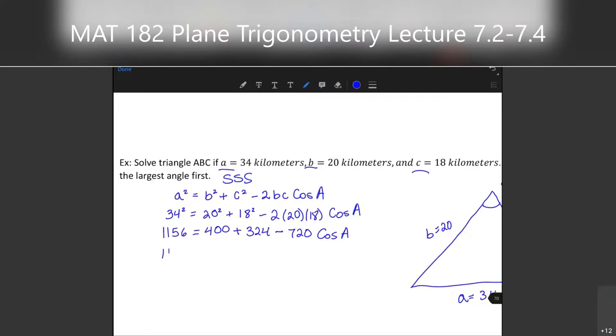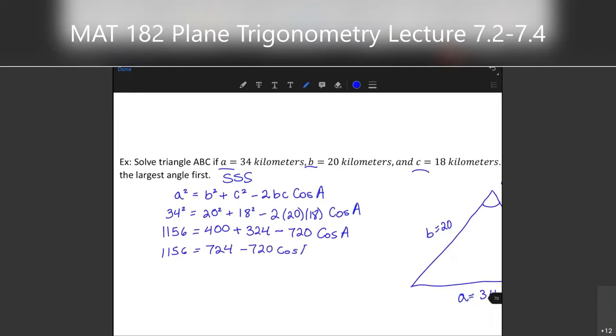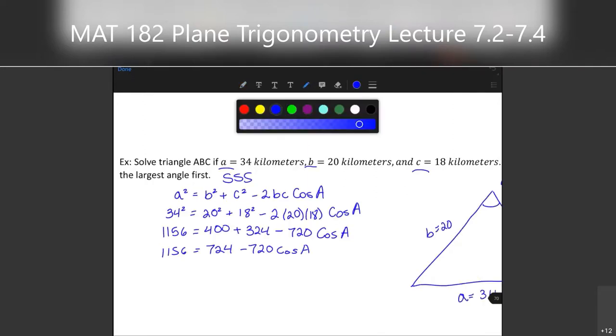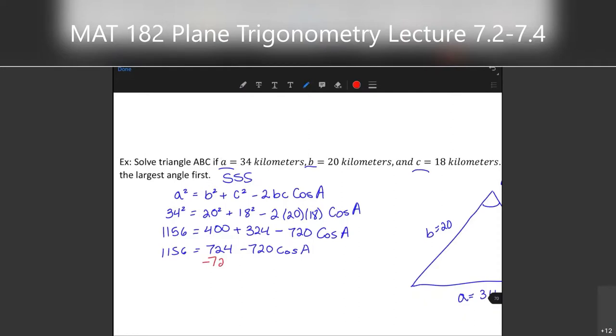So if we continue this, we can add some constants on the right side. It'd be fairly thorough. 724 minus 720 cosine A. We can subtract the 724 from both sides. And when we subtract that on the left side, what do we end up getting for a total there on the left?